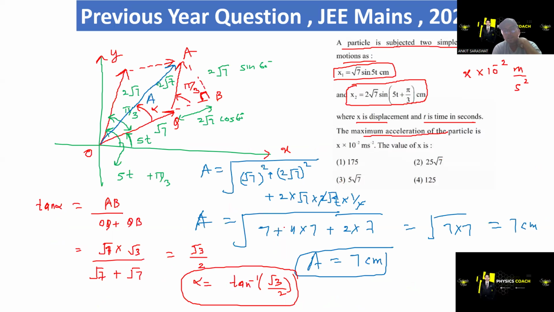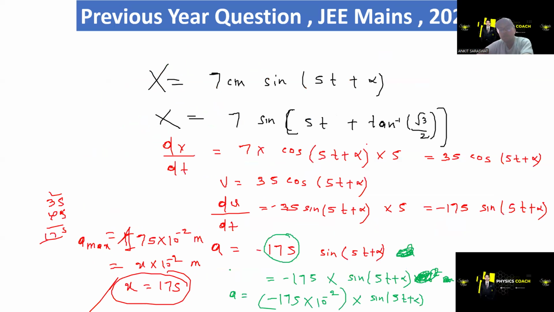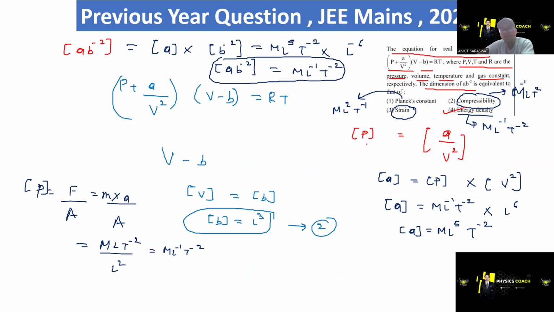So it's a simple question. A single particle is subjected to simple harmonic motion, maybe 3 also. So always find the resultant SHM, the equation of the resultant SHM, because the particle always moves in the direction of the resultant. So we need to find the resultant. Finally, we got the answer, 175.